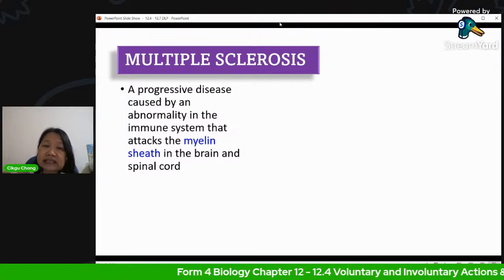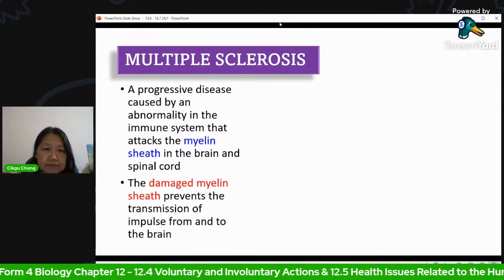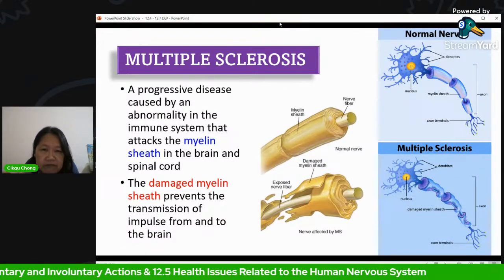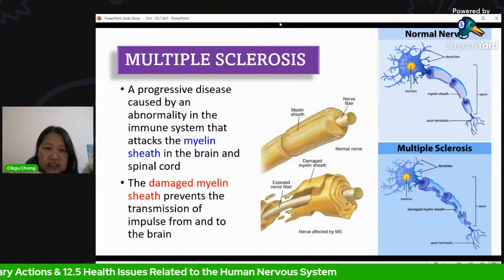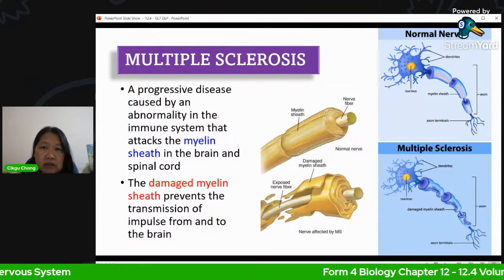Your immune system is attacking the myelin sheath. Remember what the myelin sheath is? The myelin sheath is that fat, the layer of fat that insulates your nerve fiber. Okay, insulation and also protection. So the one on the top is normal.